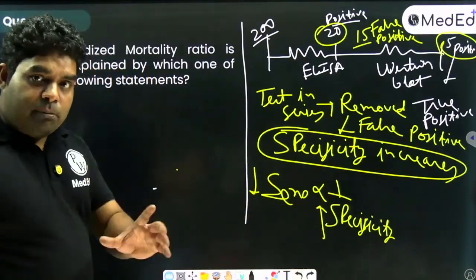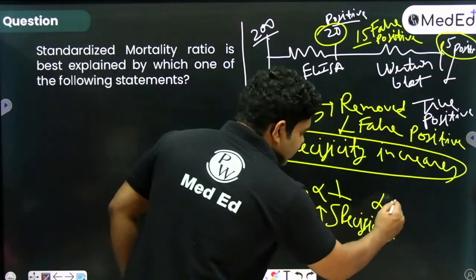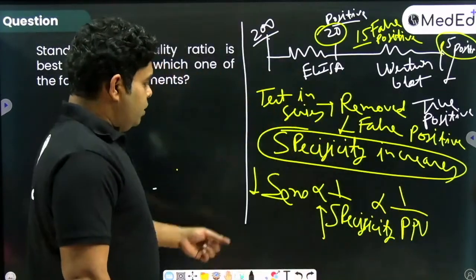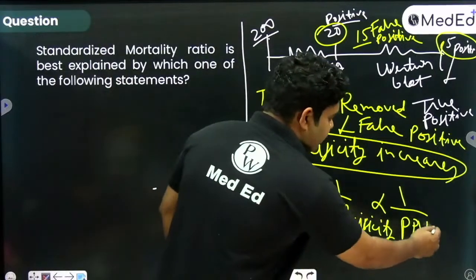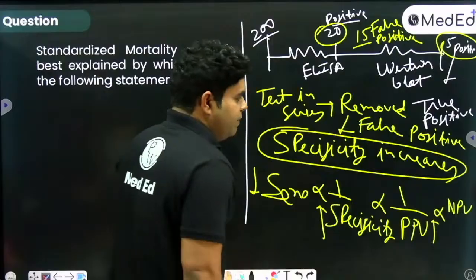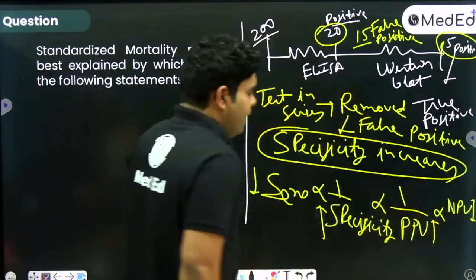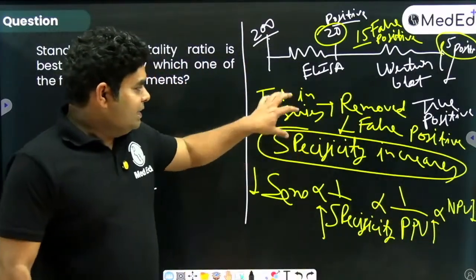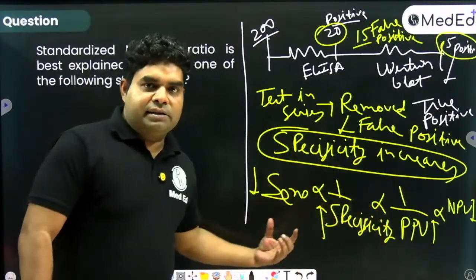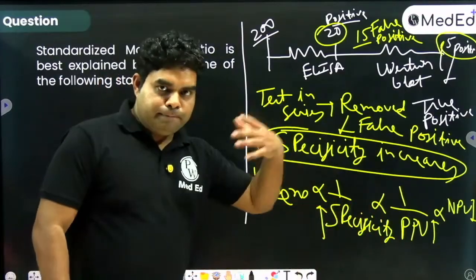But there is one more association. Sensitivity is also inversely proportional to positive predictive value. So if specificity increases, PPV will also increase. And I hope you know PPV is inversely proportional to NPV. So NPV will decrease. So if you know only one line, that in test in series specificity increases, you can tell about other things with this interconvertible formula.